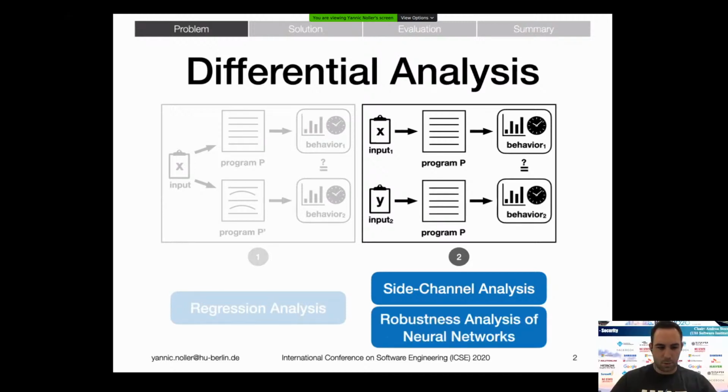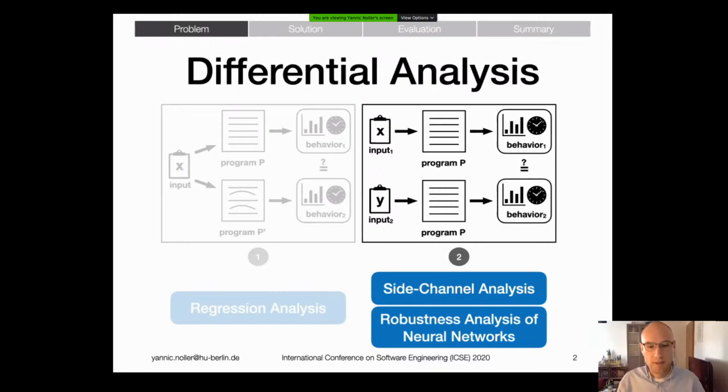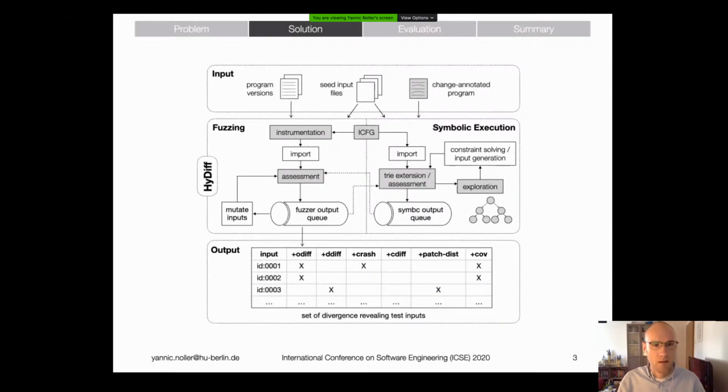And then another example would be the robustness analysis of neural networks, where we try to find two different but still very similar inputs which produce a different output of a neural network. So in this slide here, you can see an overview of our approach.